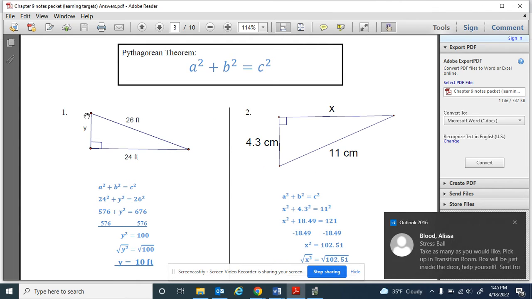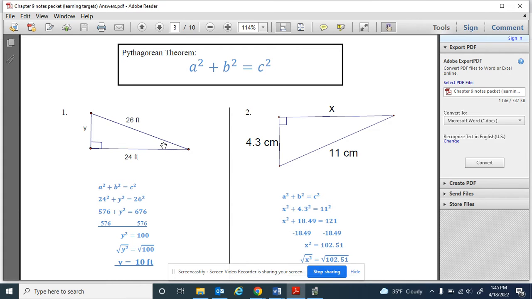So here we have our problem, our right triangle, and we see the hypotenuse, which is opposite the right angle, is always the longest side, so that's our 26 feet. And then the legs are the two short sides. The legs are always connected to the right angle. So here we have y and 24 feet.